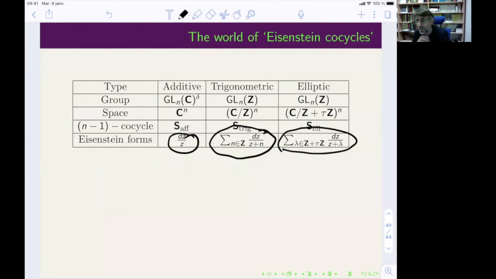Okay, yeah, that's really cool, thanks. And I guess the thing about the additive case is that it's somehow different because there's really no real link to the theta lifting picture. It is kind of, no.